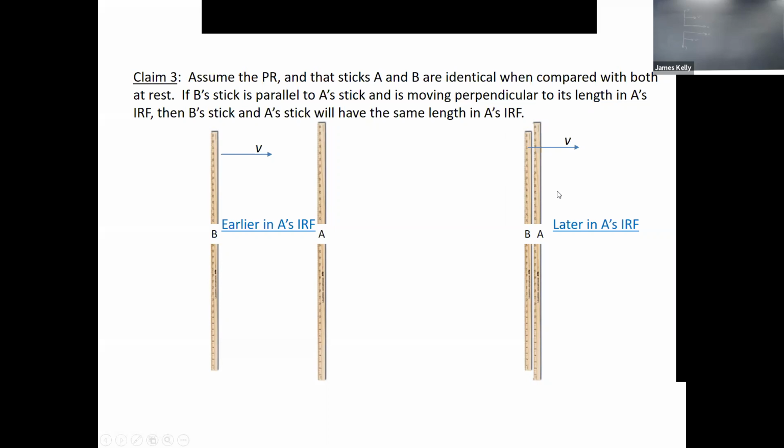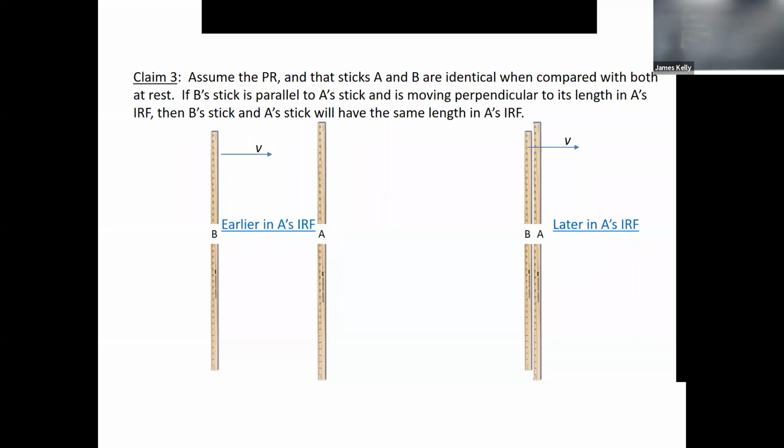Just to be a little bit careful, there is an assumption going on there: the words moving perpendicular to its length, we have to understand that means the whole meter stick is moving rigidly, not rotating, and in the direction perpendicular to its length. So all points on it are moving at the same speed.